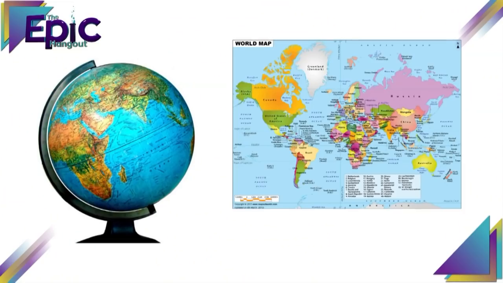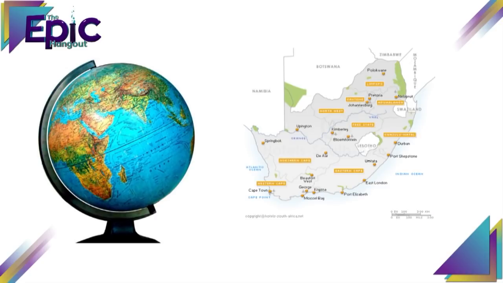Okay. Let's chat about maps and globes. A map and a globe are very much different. A map will give you a presentation of a certain region in the world, whereas a globe gives you a presentation of the whole world. A map is easy to use, and it is an item that you can carry easily, whereas a globe is not. You can also easily identify regions and places on a map than a globe.